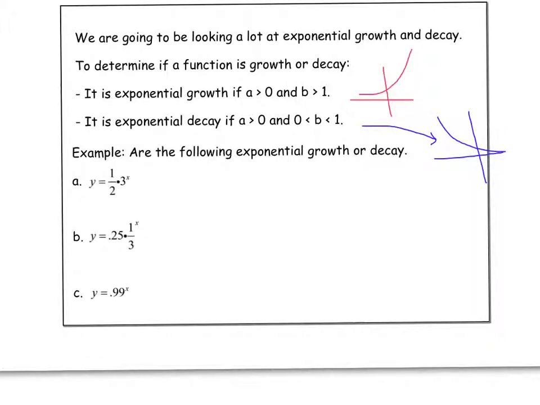So an exponential growth has a greater than 0 and b greater than 1. An exponential decay also has a greater than 0, but b is between 0 and 1, so it's either a fraction or a decimal. So what you always want to do is look at b, and that determines whether you're going to have a growth or decay. In example A, b is 3. So since 3 is greater than 1, you are going to have an exponential growth equation.